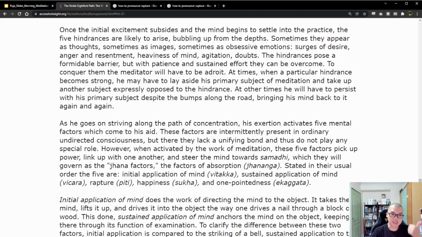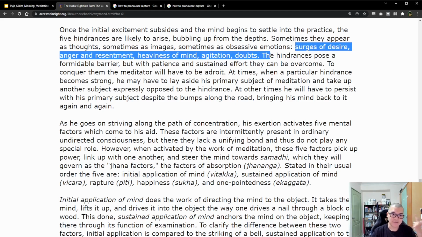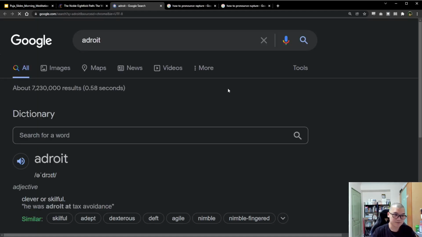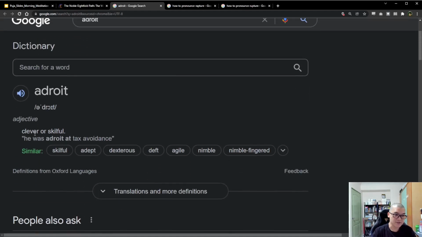Surges of desire, anger and resentment, heaviness of mind, agitation, doubts. The hindrances pose a formidable barrier, but with patience and sustained effort, they can be overcome. Yeah? To conquer them, the meditator will have to be adroit. They have to be clever, they have to be skillful. This is what adroit means: clever or skillful, adept, dexterous, deft, agile.